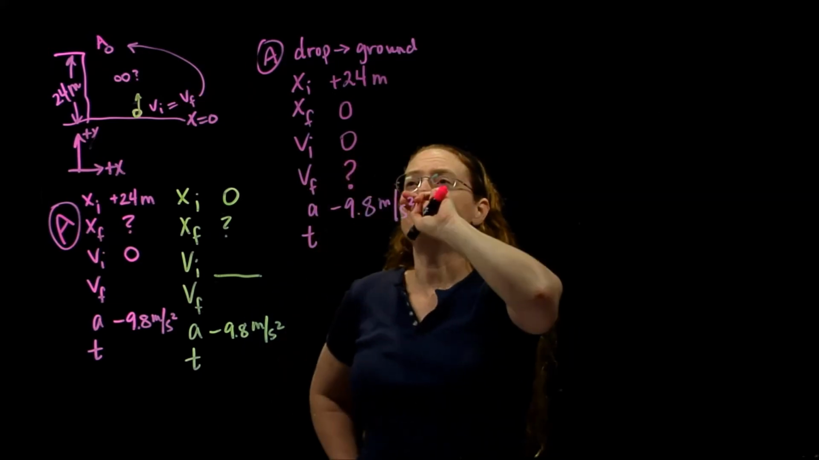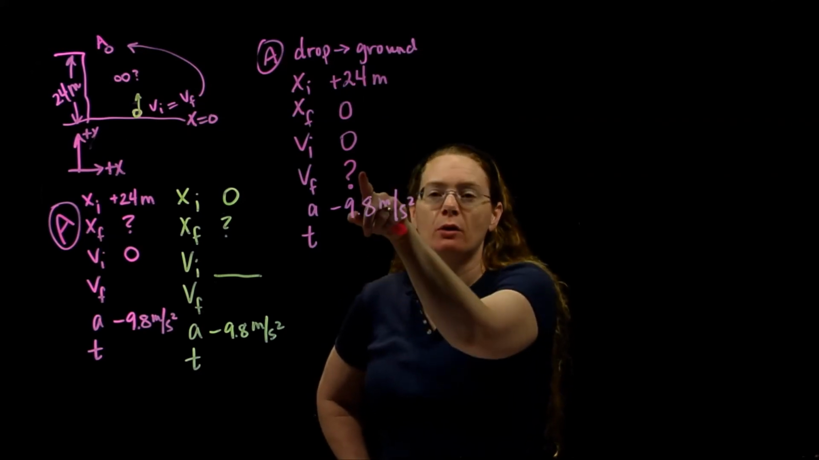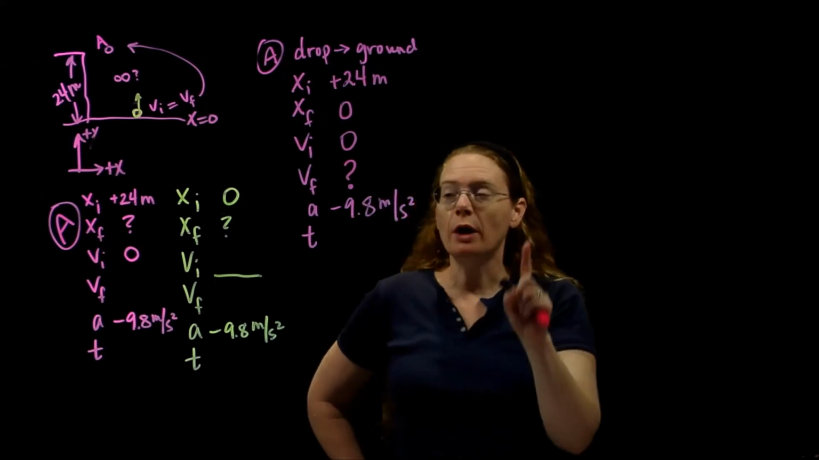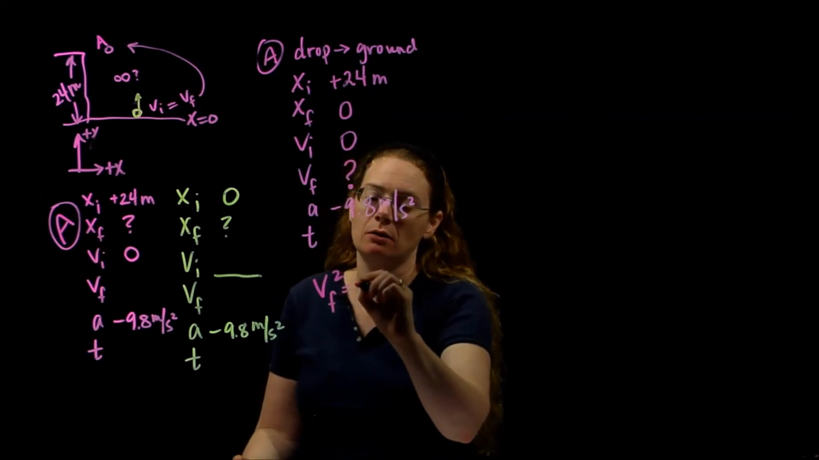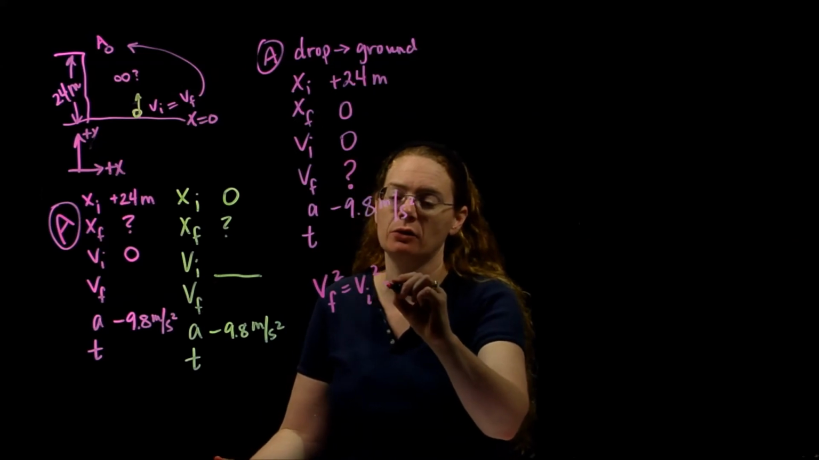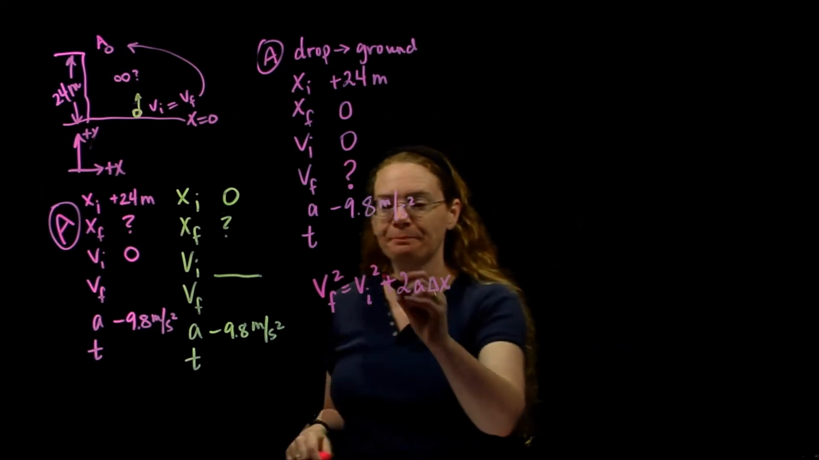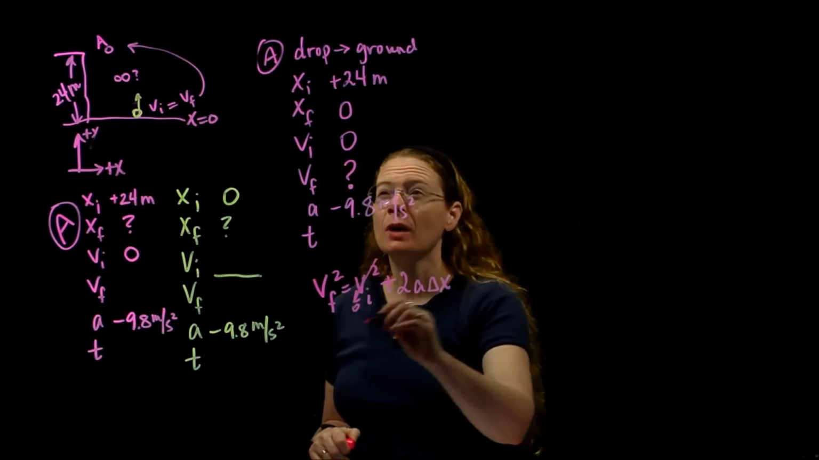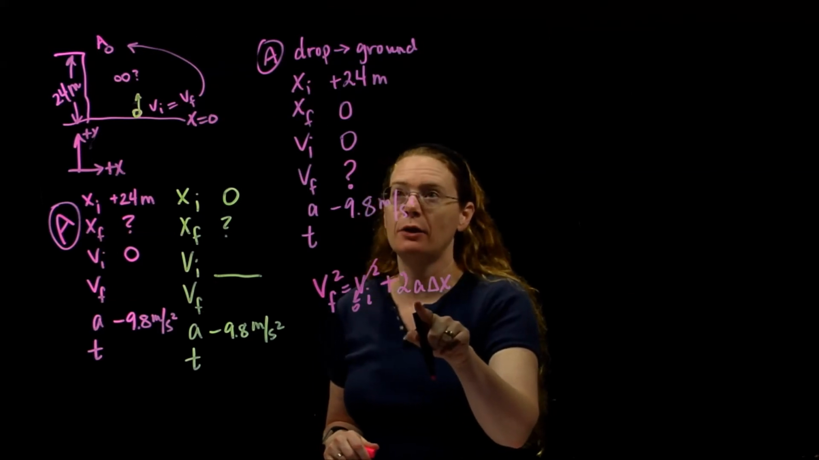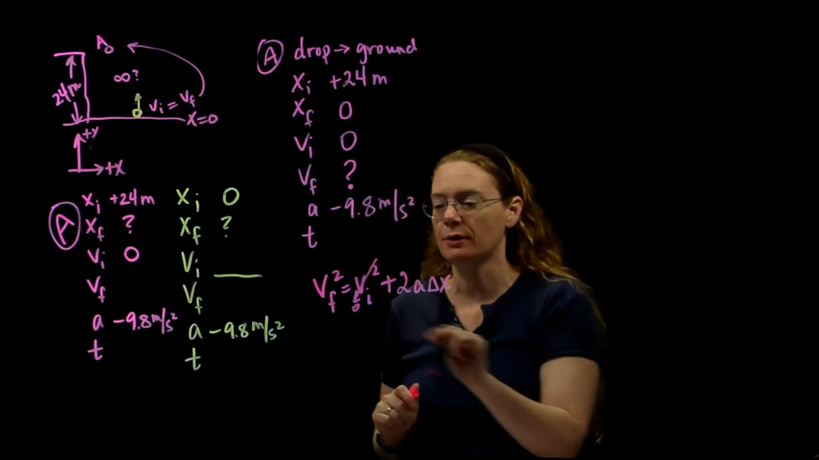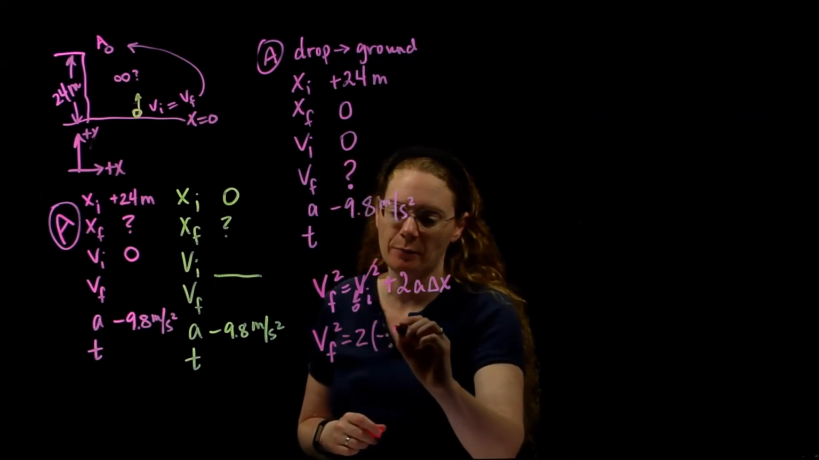All right. So we don't know time, and we want to know V final. If we don't know time, there's one equation that we can try to use, and it's the squared equation. V final squared equals V initial squared plus 2A delta X. That is 0. I'm looking for V final. I know my acceleration, and I can figure out my change in X. This will work. This will tell me what V final is. So V final squared equals 2 times my acceleration.